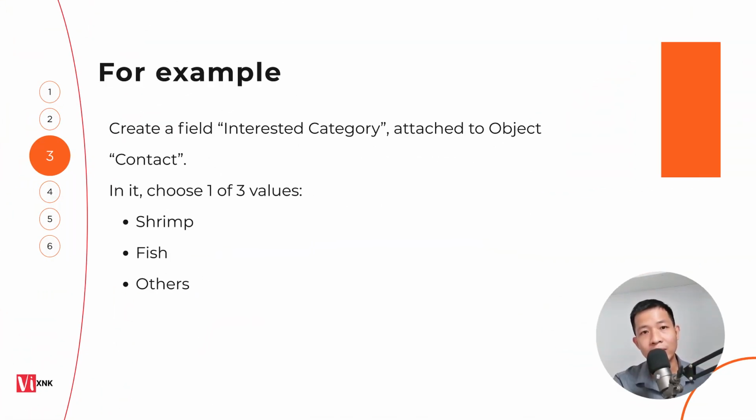For example, let's say I need to create a field. A field is a property. Let's say the category property is attached to the contact object. So whenever you create a property, you need to associate it with a specific object. And for this property I need to create, it allows you to select one of three values, which are shrimp, fish, and others.